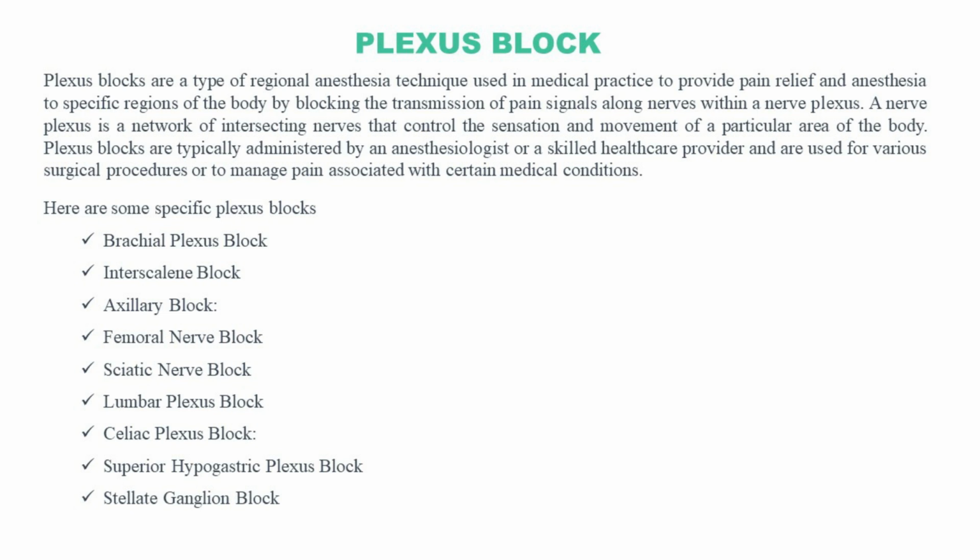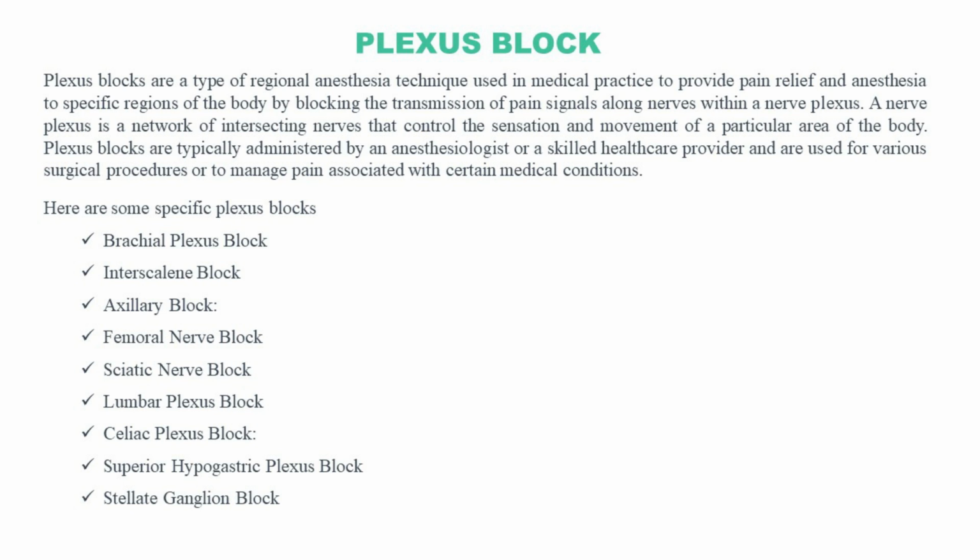6. Lumbar plexus block. The lumbar plexus block targets the lumbar nerves and is used for procedures on the lower abdomen, groin, or upper thigh. It may be used in surgeries like hernia repair or hip surgery.